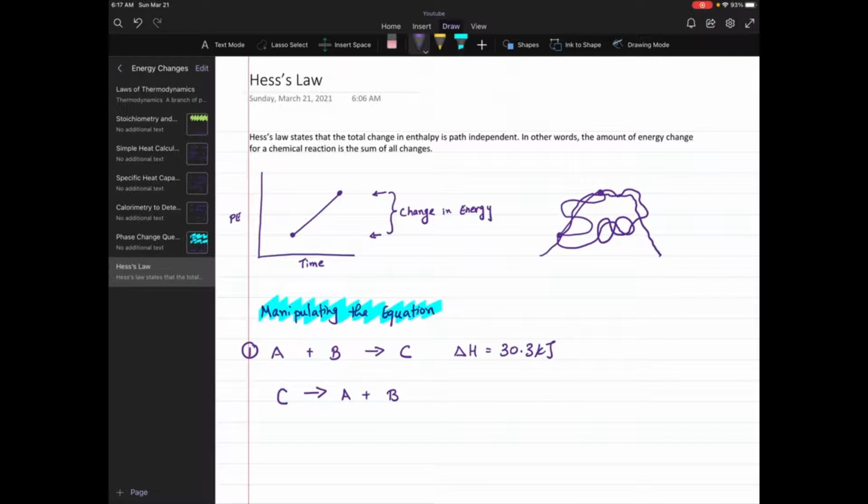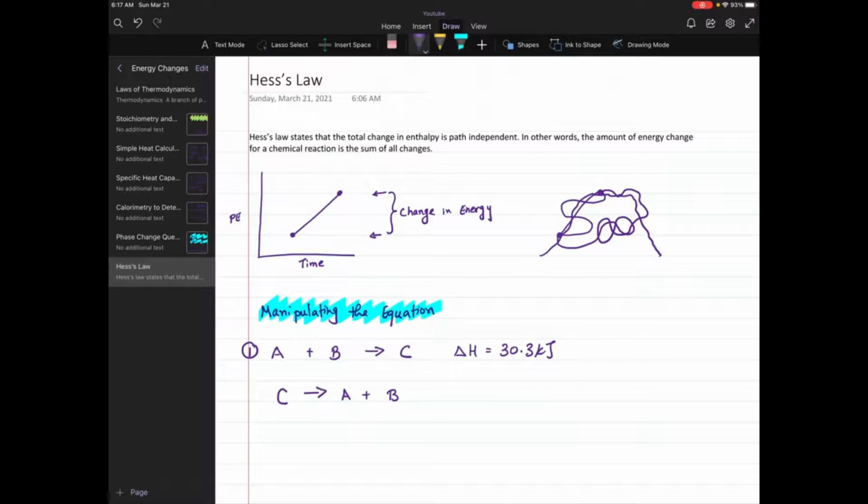Now, when I flip the equation, I also have to change the energy. Before, with A plus B forming C, the delta H was 30.3 kilojoules. In other words, for this reaction, 30.3 kilojoules of energy was absorbed to form C.